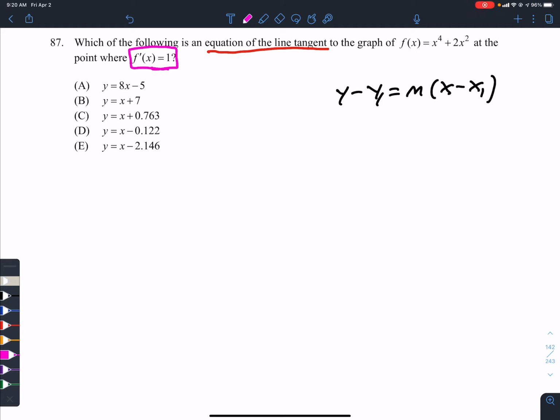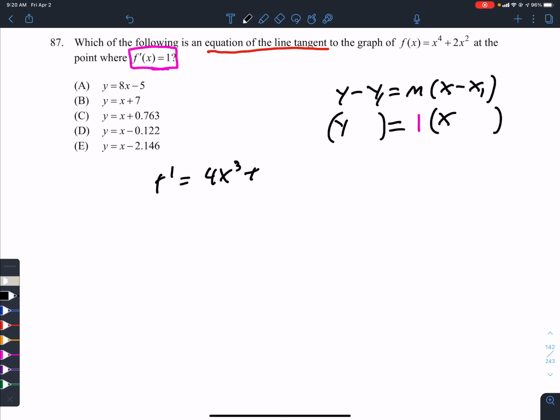Well, if the slope of the tangent line is 1, I already know that this slope is going to be 1. So all I have left is finding the point of tangency. Where is it touching, where the derivative equals 1, right? So the derivative is 4x cubed plus 4x.